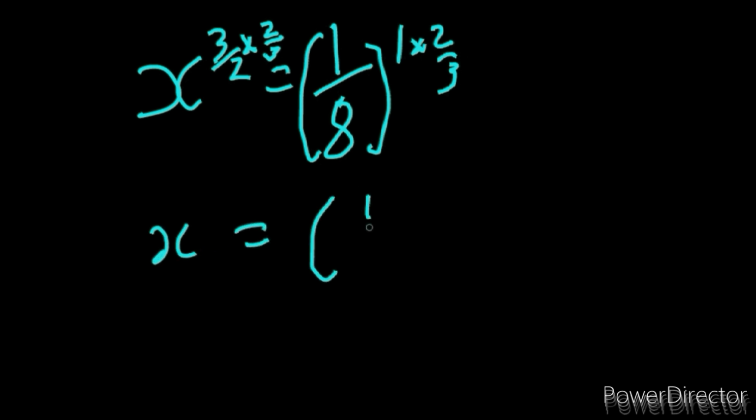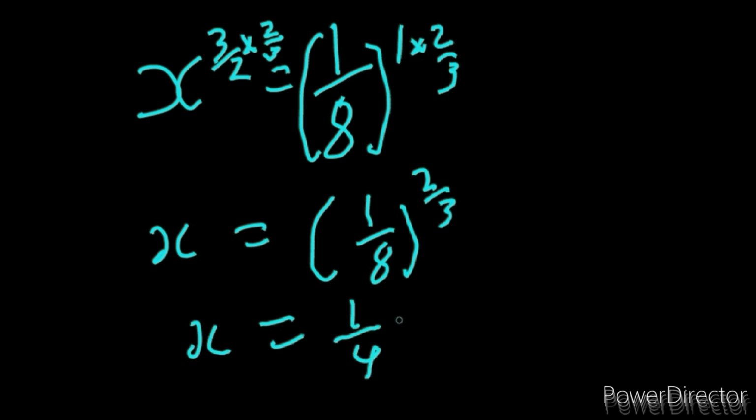this, which we have to type in the calculator. When you type this in the calculator, you will end up getting your answer as x is equal to 1 over 4. So this is our answer.